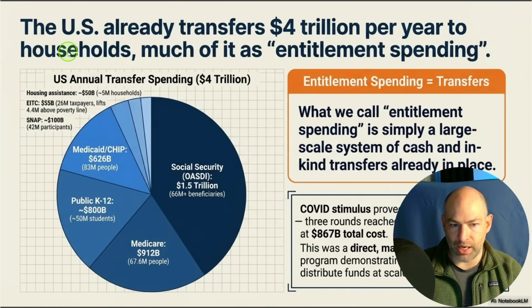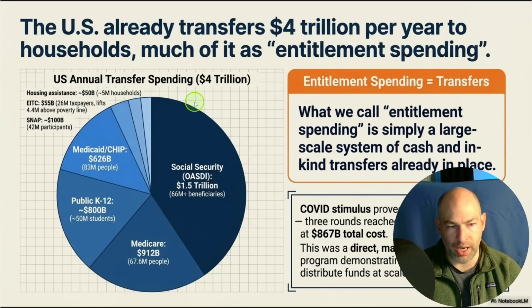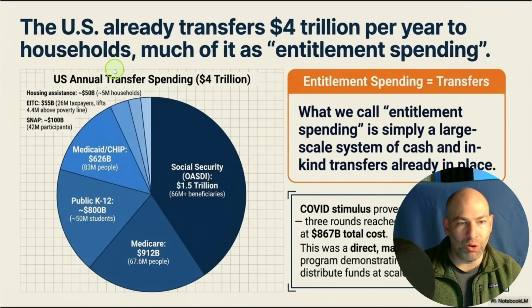One thing that I need to point out is that the U.S. already transfers $4 trillion a year to households. Much of it is called entitlement spending. So we already have a highly socialist country to the tune of $4 trillion per year. So when people say, oh, we shouldn't rely on the government, that sounds like socialism or communism, we're already doing that.